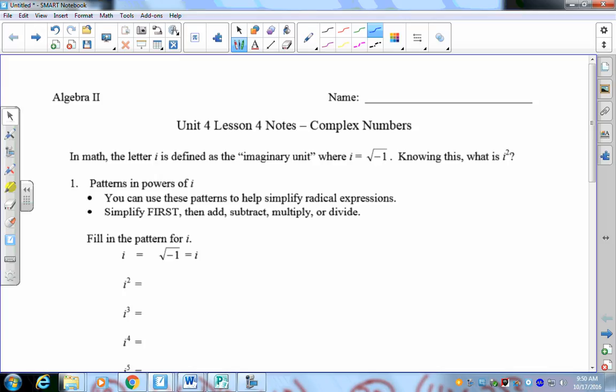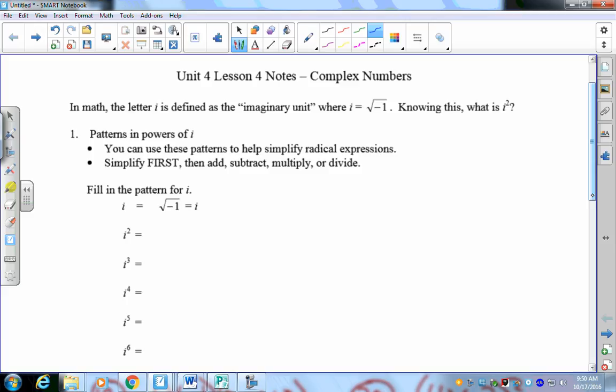So let's start by taking a look at our patterns. We can use these patterns to help us simplify radical expressions, which we'll get to shortly. So first we need to simplify and then add, subtract, multiply, or divide. We'll get to that. So let's figure out our patterns for i. You need to know i is equal to the square root of -1. Now we can never leave a negative under a radical, so we use this symbol instead, i.